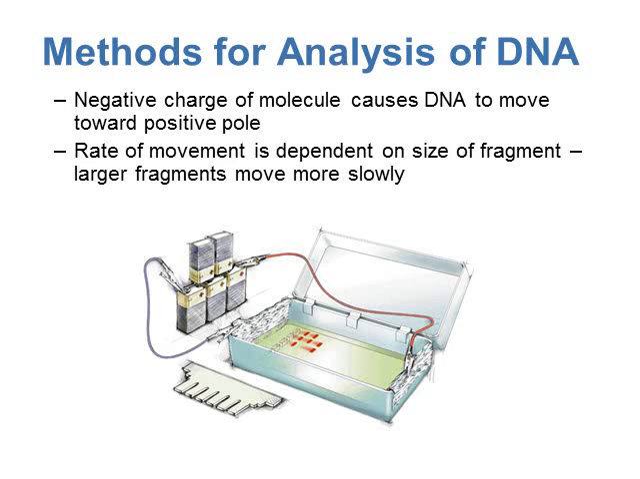Alright, so I kind of went over this already on the previous slide, but the negative charge of the molecule causes DNA to move towards the positive pole. So remember, DNA is negatively charged. It's going to move towards the bottom that has the positive charge because opposites attract. And this rate of movement depends on the size of your DNA fragment. So larger fragments move more slowly. They're going to stay at the top of the agar. Smaller fragments are going to move faster. They're going to travel further down the agar.